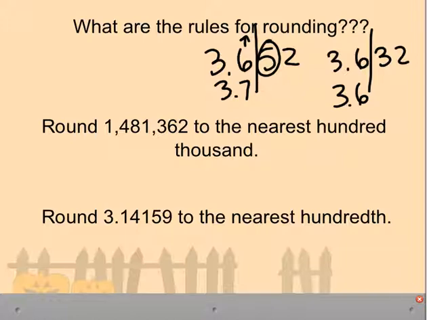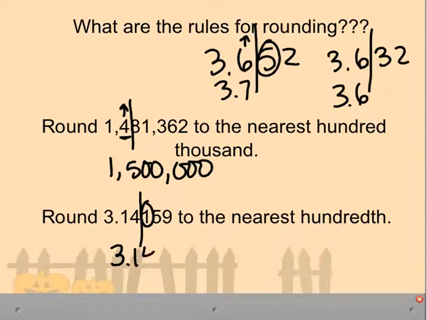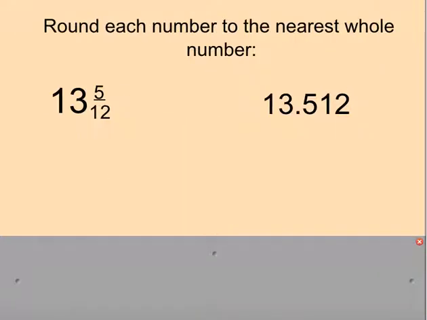So when we look at these examples, round 1,481,362 to the nearest 100,000. Well, I would say my 100,000ths place is this 4 right here. Okay, so I look to the right and I see an 8, which means that I need to raise this so that I have 1,500,000. Or round 3.14159 to the nearest hundredth. Well, that means that I cut it off right here and I look to the right. Look at this 1. And it tells me to let it rest. Leave it as 3.14. Okay? So, 5 or more, raise the score. 4 or less, let it rest.